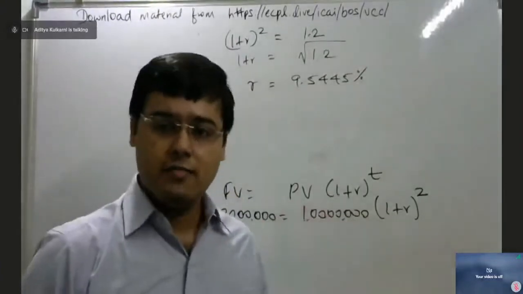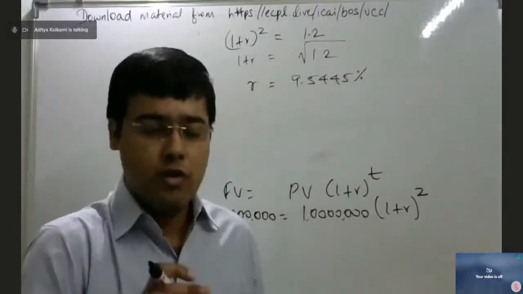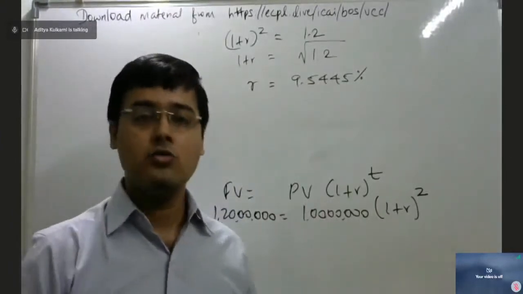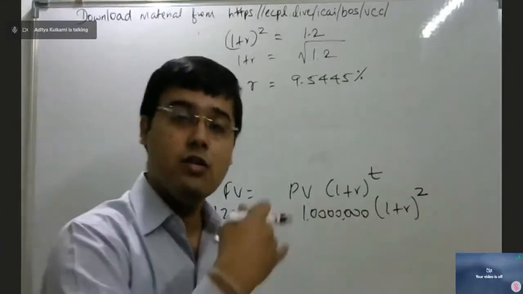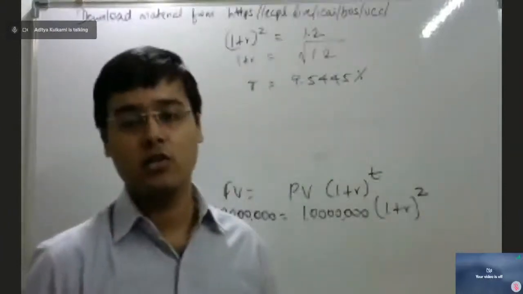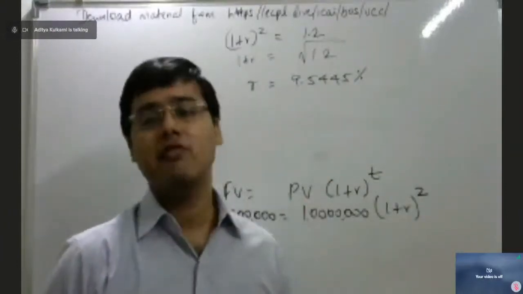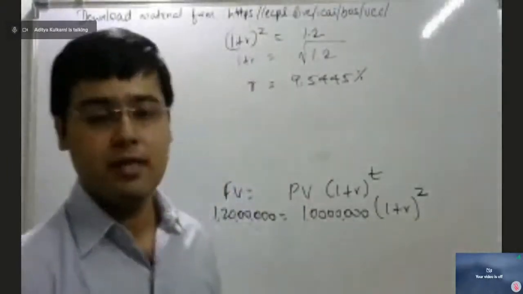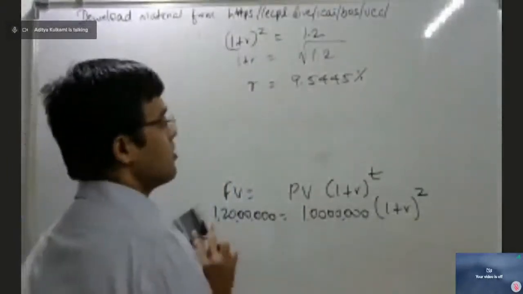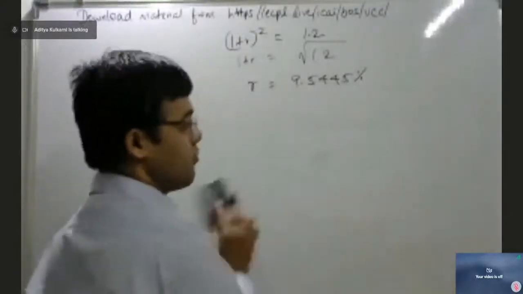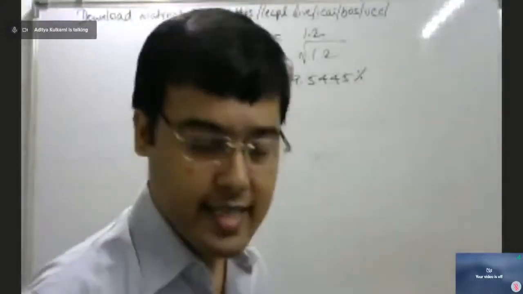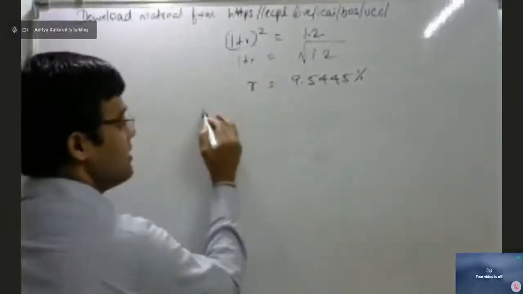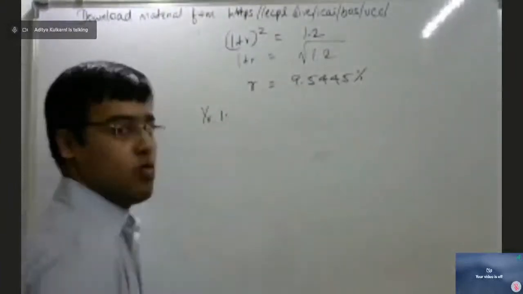I will be taking the full decimals only for this example, because I want to tell you that the value actually comes to 1 crore 20 lakhs. But what you have to do in your exam, rounding off is permissible. Up to 2 decimals is also fine. Okay. So now R is 9.5445.